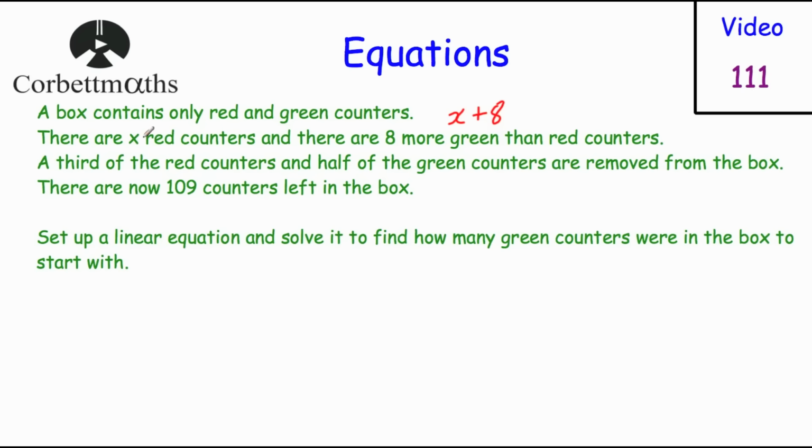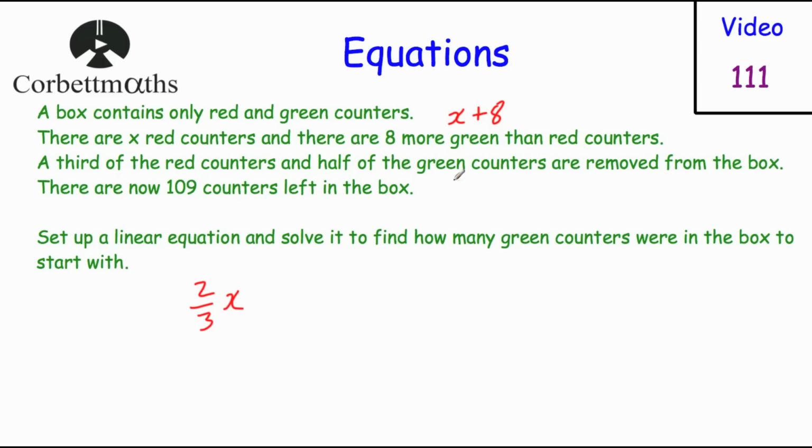So if we had x counters to begin with and a third of them were removed, that means there's going to be 2/3 of the counters left, so 2/3 of x, and you could write that as 2/3 of x, like so, or alternatively you could write it as 2x/3, because if this is x over 1, 2/3 times x over 1 would be 2x over 3.